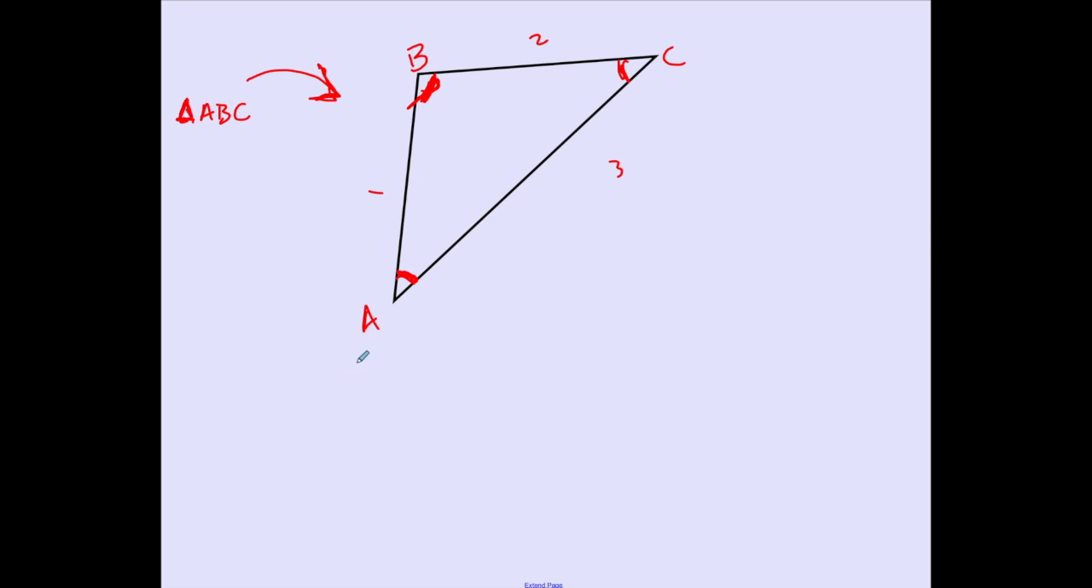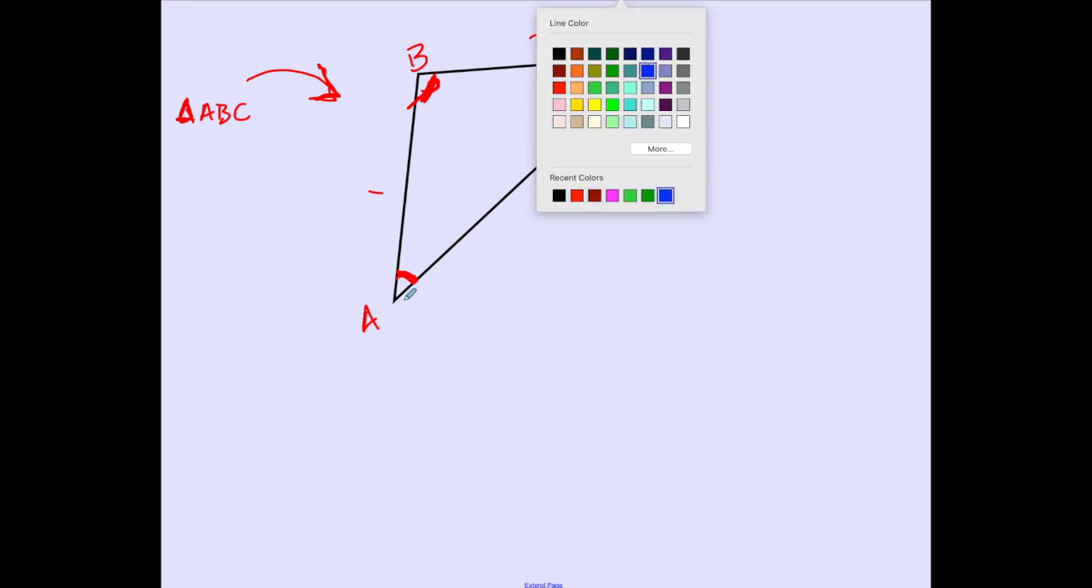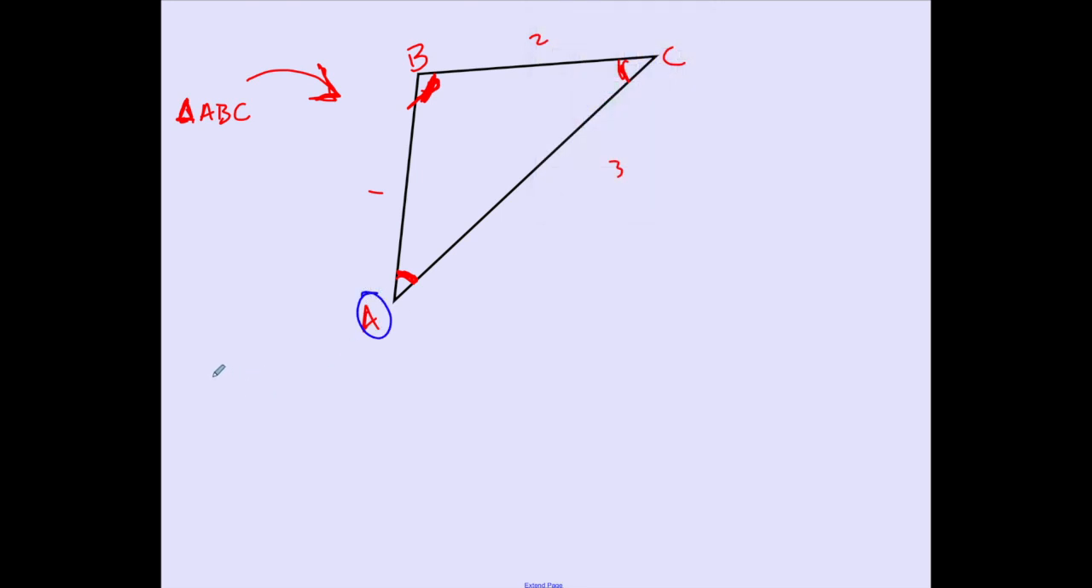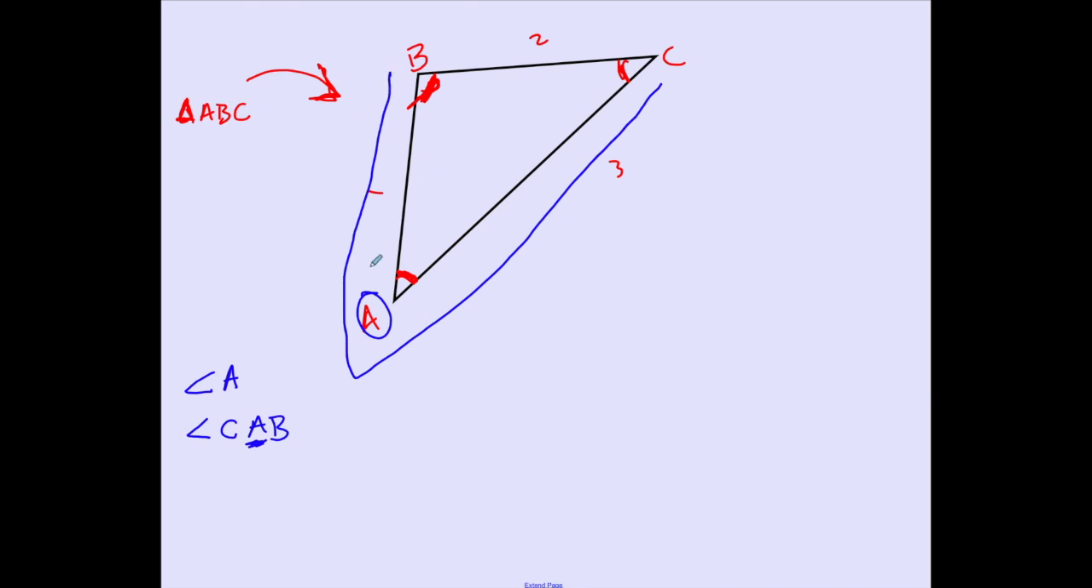One thing you should know is how to name one of these angles. So for example, let's look at this angle here, angle A. One way to name it is just, oh, this symbol here, angle A. Or you can say angle C, A, B. You see the A's in the middle. That tells you the path to take. C, A, B, like that. That's the angle.